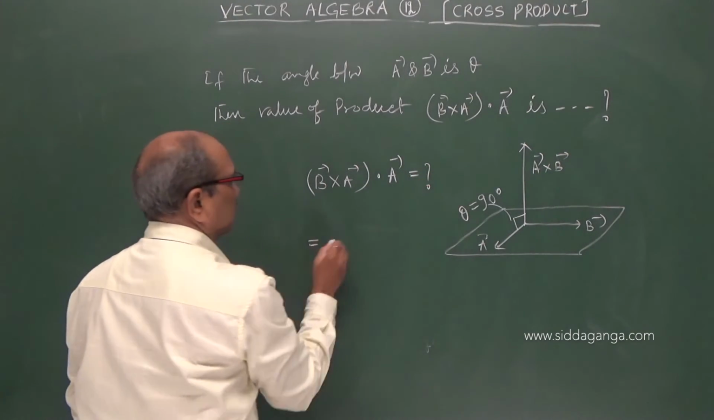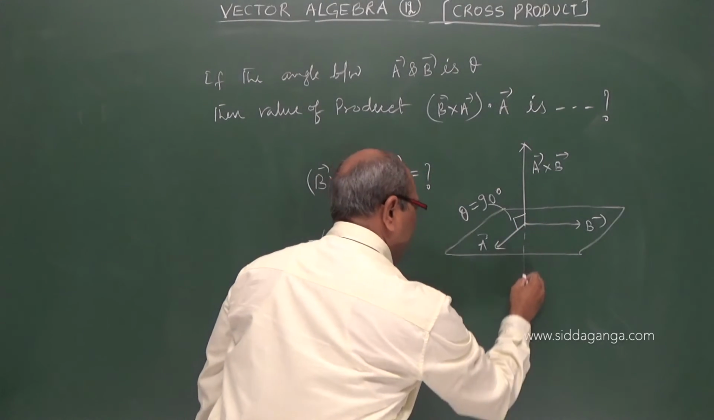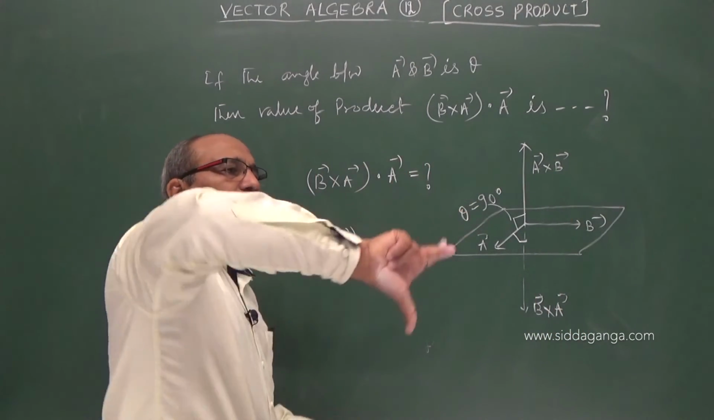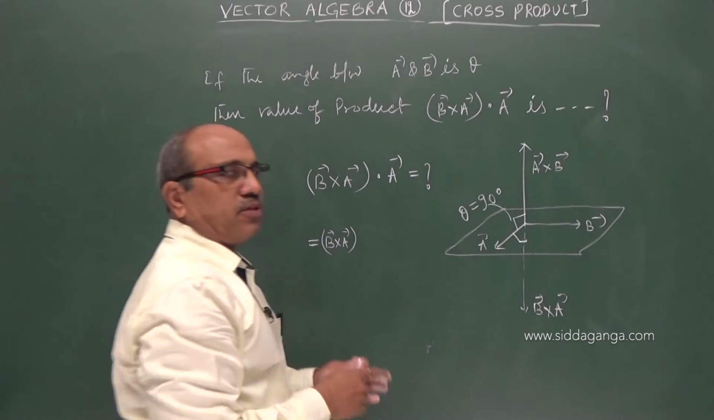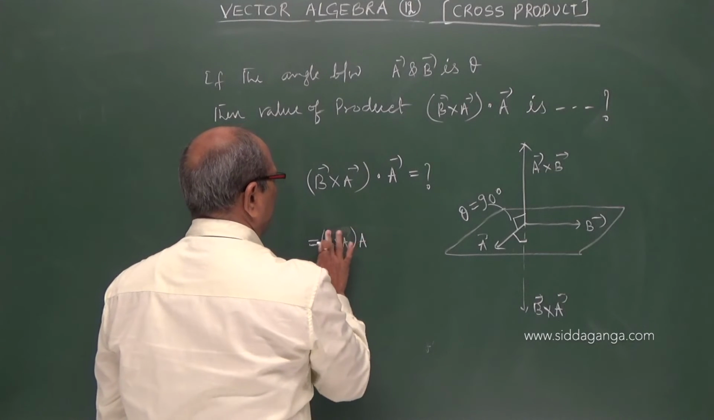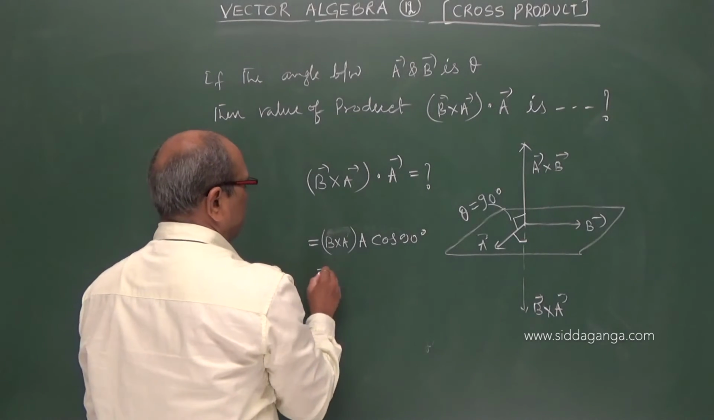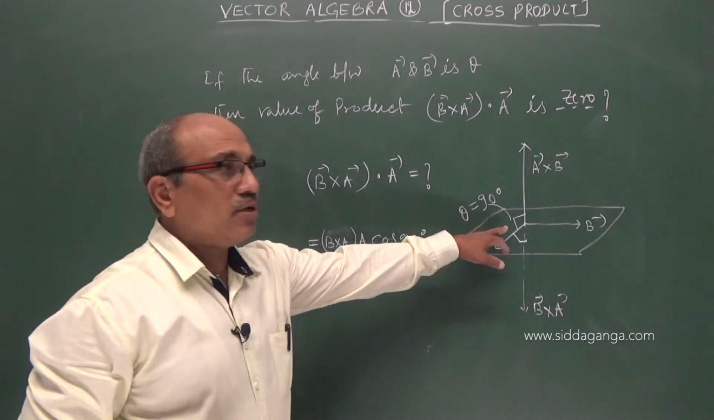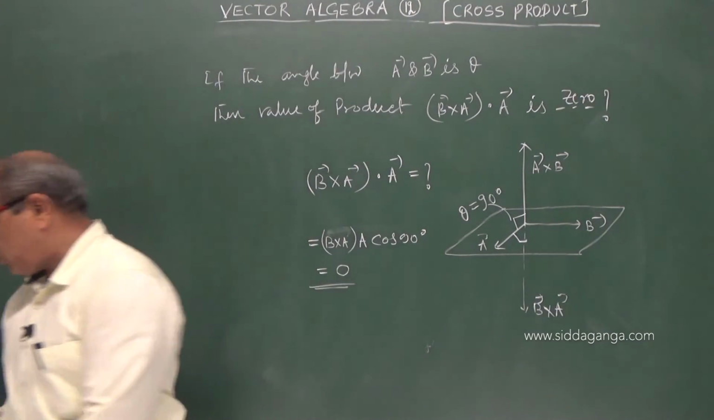Now B cross A you can take downward, it is also 90 degrees. It is upward or downward only, perpendicular to the plane. BA is in the plane of the board, so this angle is 90 degrees. Therefore it is B into A into cos 90, so the value of the dot product is 0. The answer is 0, because the angle between B cross A and A is 90 degrees and cos 90 is 0.